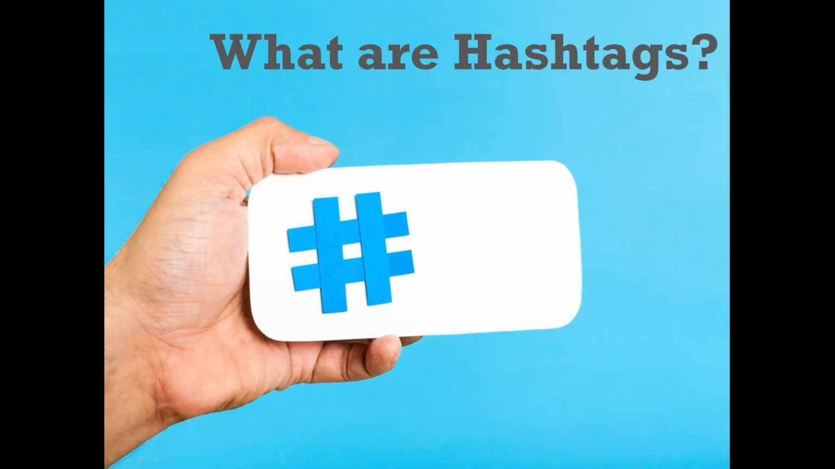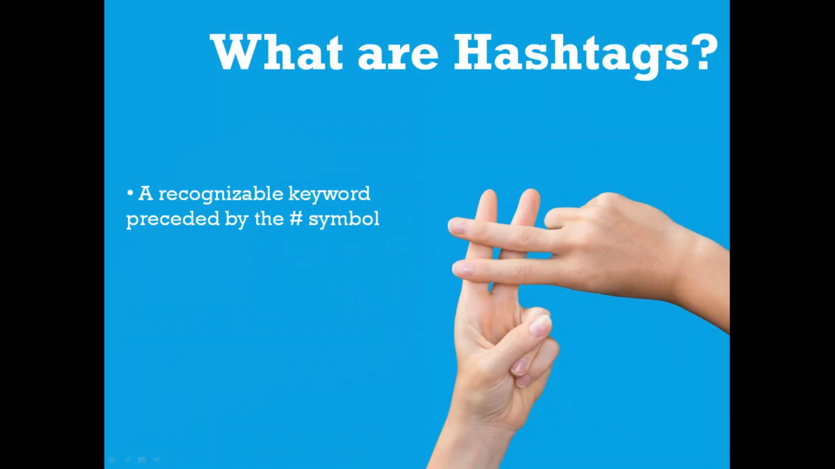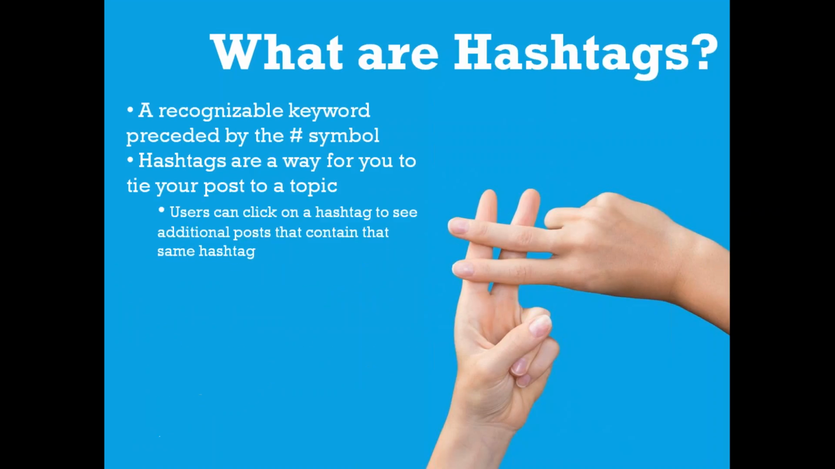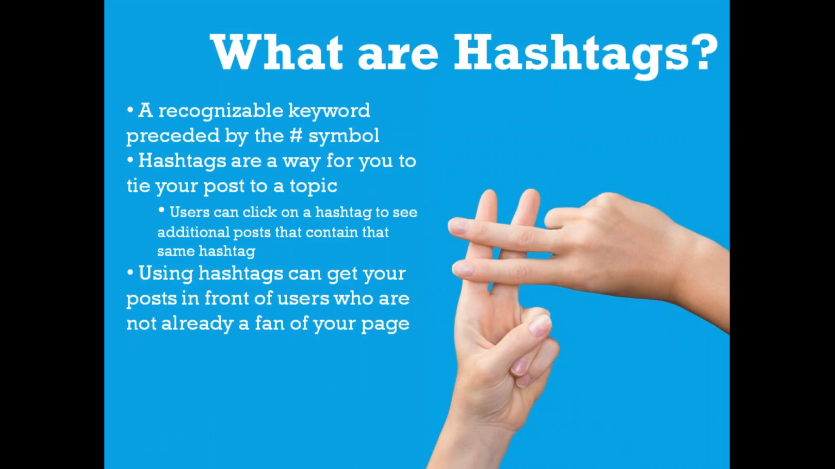I know there's still some confusion as to what hashtags are. You probably know that they are what used to be called the pound symbol and is now called a hashtag. So let's get into a little bit more about that. They are a recognizable keyword preceded by the hashtag symbol or pound symbol, and they're a way for you to tie your post back to a specific topic. So users can click on that hashtag and see additional posts that contain that same hashtag.